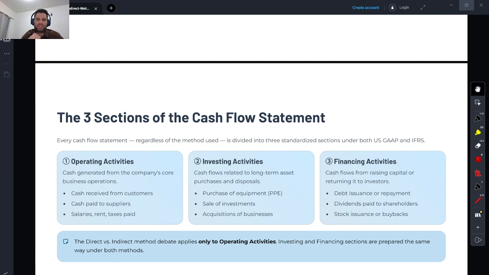Direct versus indirect method of preparing the operating cash flows is what we're going to be analyzing in depth in this section. Investing and financing sections are prepared the same way under both methods.